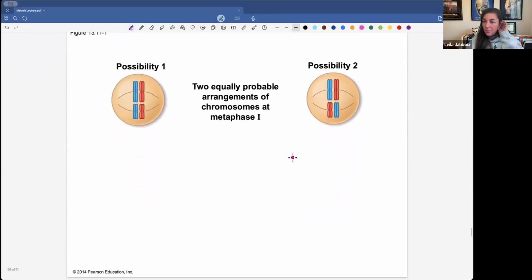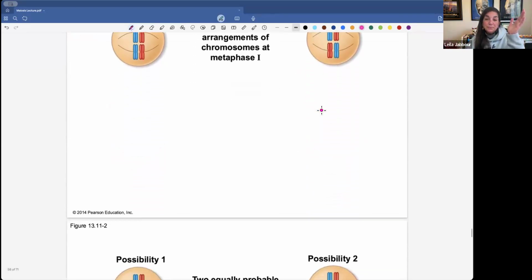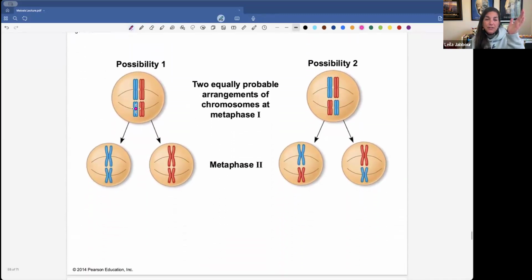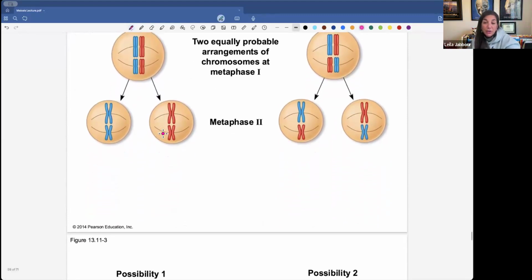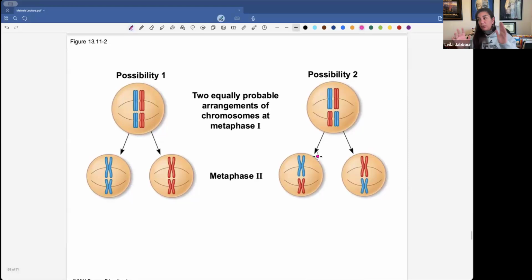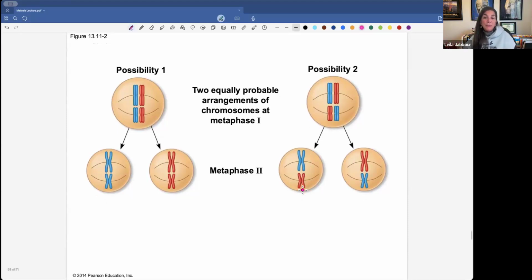The diagrams coming up are showing you those possibilities. Either all the red ones line up facing the same pole, or they're facing opposite poles. If they're facing the same pole, then all the blue chromosomes from that original set are going to one cell, and all the red ones are going to another cell. So it's basically cloning yourself. But if there is a random assortment and you end up with some blue ones and some red ones in one cell, that's what you're going to end up with, and this is going to be very different from the parent.